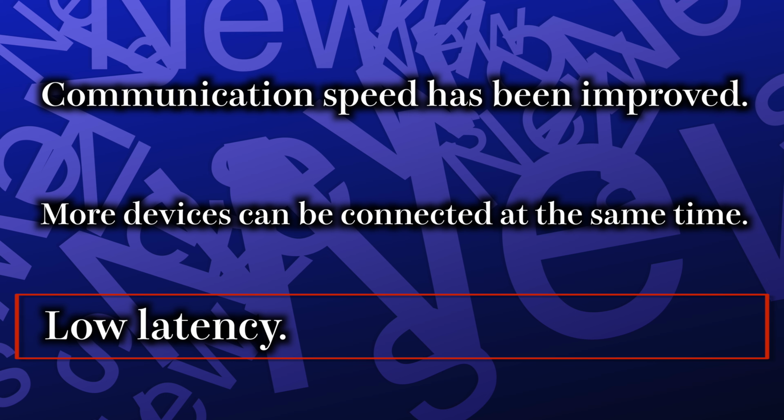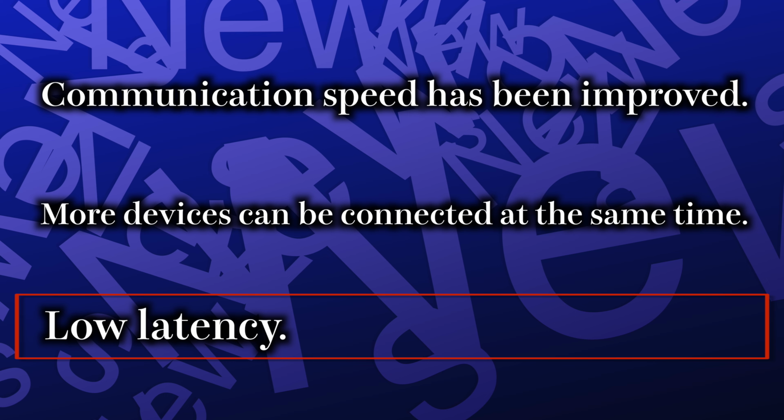Communication speed has been improved. More devices can be connected at the same time. Low latency. Communication speed is easy to understand. It means that large amounts of data can be exchanged in a short period of time. For example, when you want to watch a movie, what used to take several minutes to download becomes a few seconds. Simultaneously connected devices mean that a large number of devices can be connected.